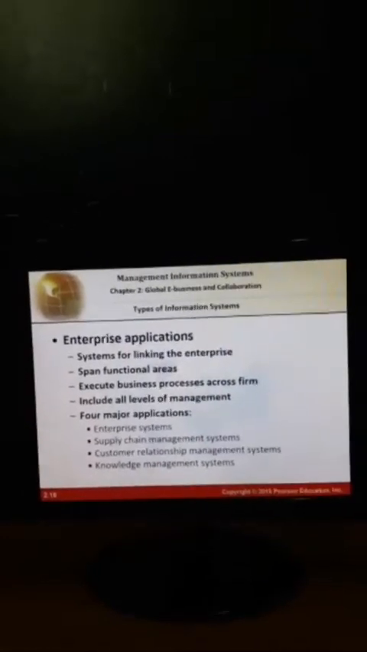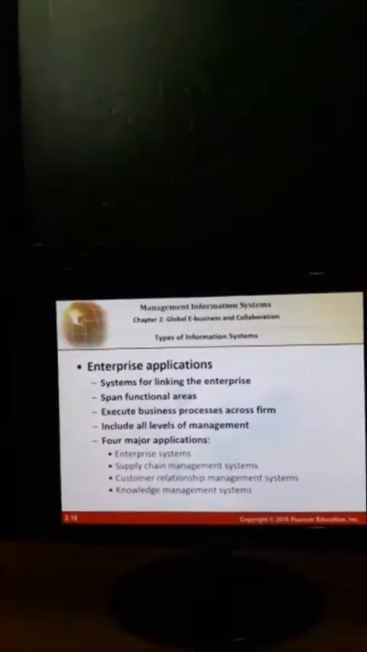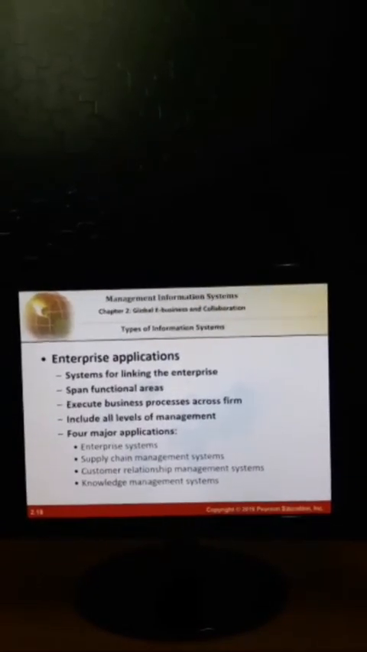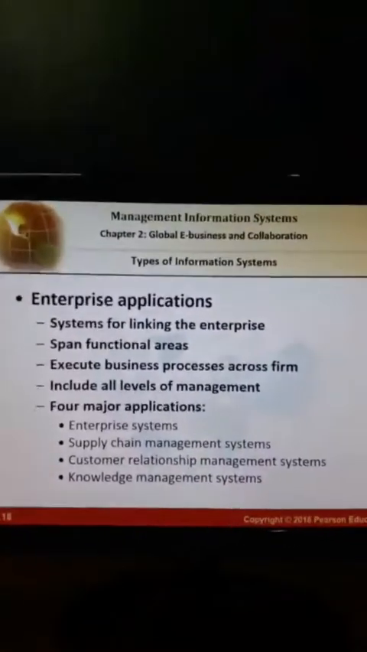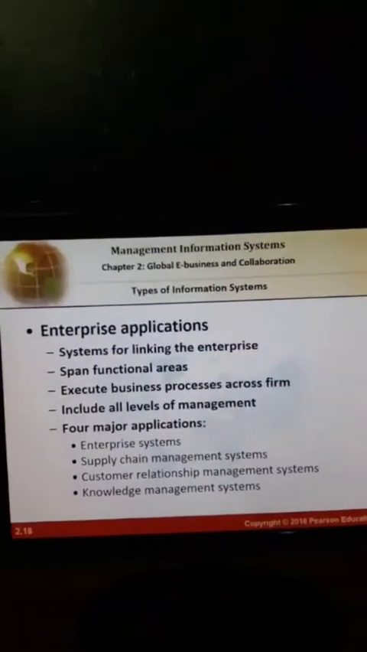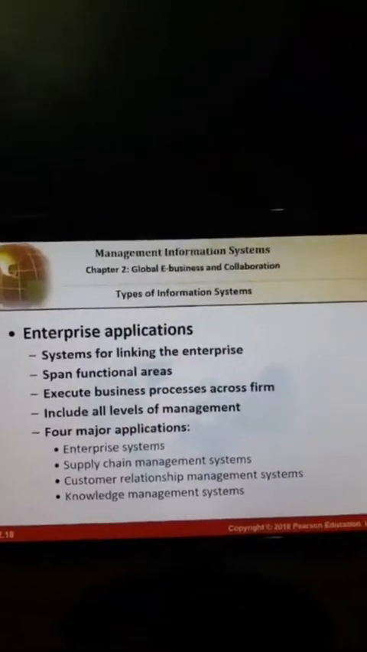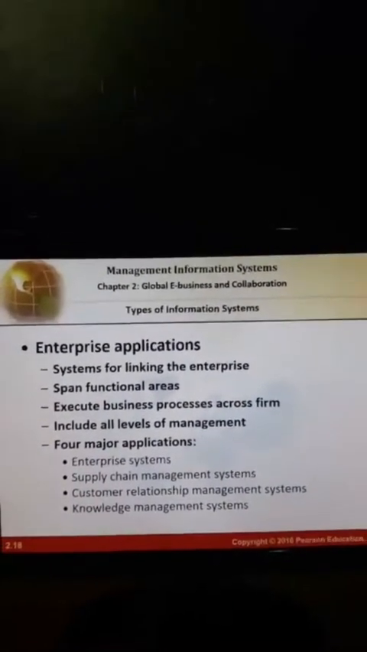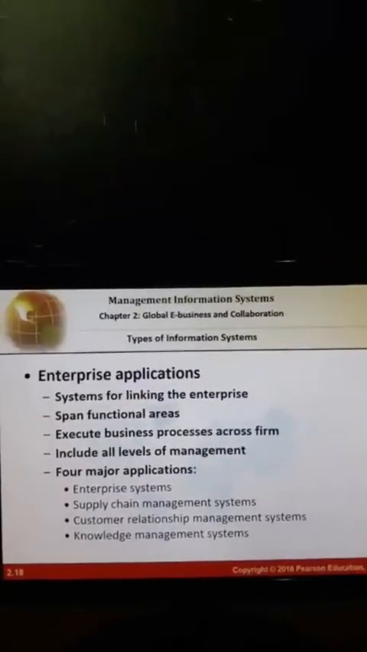Nowadays, as most of you are doing jobs, you know better about this, most of the organizations are using ERP, enterprise resource planning. This is a single software through which organizations can control their resources. And to implement enterprise application, you need to develop four major applications. First one is enterprise systems. Second one, supply chain management. Third one is customer relationship management systems, and fourth one is knowledge management system.